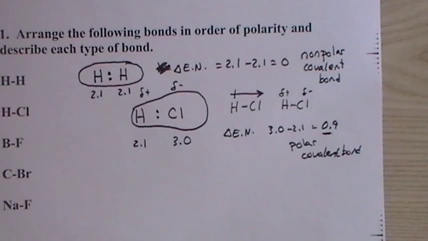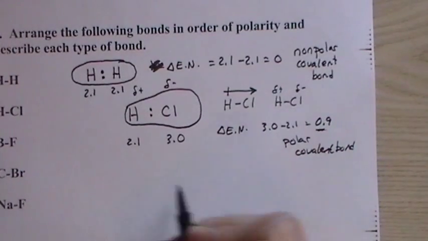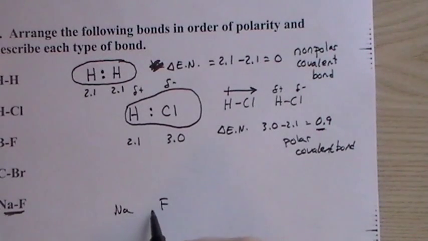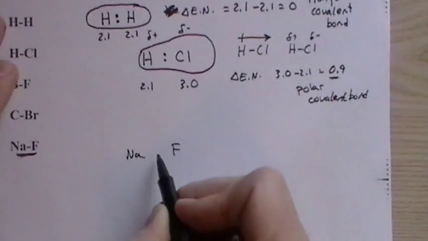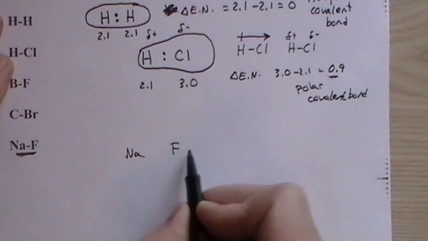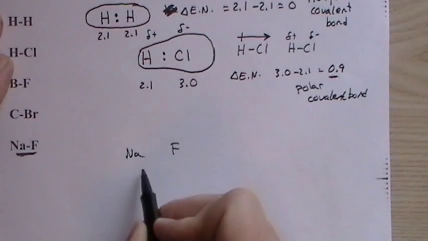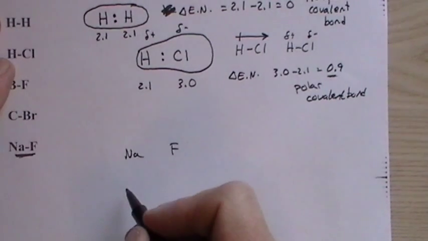Now, different books have different ranges of what is a polar bond and what's an ionic bond. But generally, let's take something that we know to be an ionic bond, sodium fluoride. Look at sodium and fluorine. We could put the electrons between them, but we know that they lie completely on fluorine. Let's just prove that with this change.